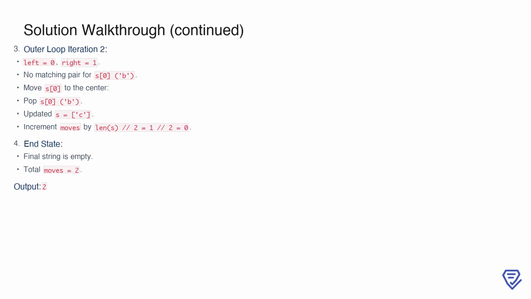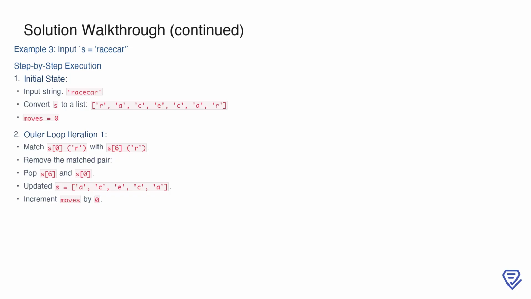For the third example, the input string is racecar, which is already structured as a palindrome. We convert it into a list, resulting in R, A, C, E, C, A, R, and initialize moves to 0. In the first iteration of the outer loop, the leftmost R matches with the rightmost R. We remove both instances by popping R from the ends, leaving the updated string as A, C, E, C, A.